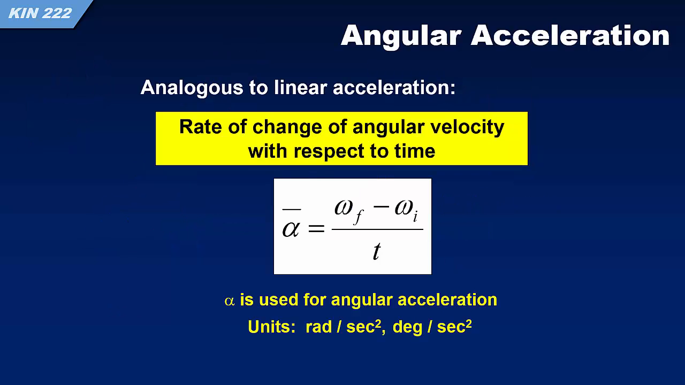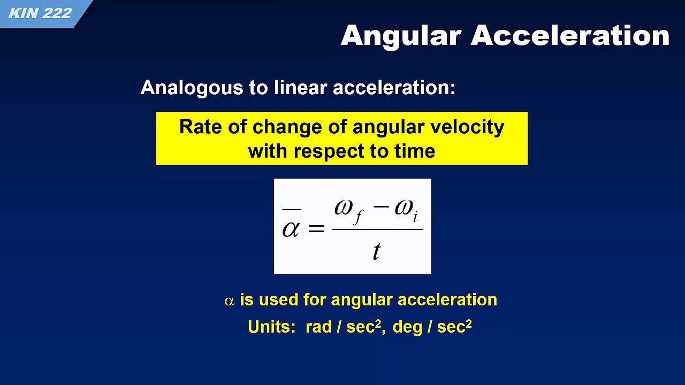Next up, let's take a look at angular acceleration. And again, angular acceleration is exactly analogous to linear acceleration. So angular acceleration is simply the rate of change of angular velocity with respect to time. So in other words, how the angular velocity is changing. In this course, we're going to use the Greek letter alpha. It looks like that squiggly looking A. Alpha is going to be used for angular acceleration. And so the formula for angular acceleration, exactly the same kind of thing that we had for linear acceleration. It's the change in angular velocity over the change in time.